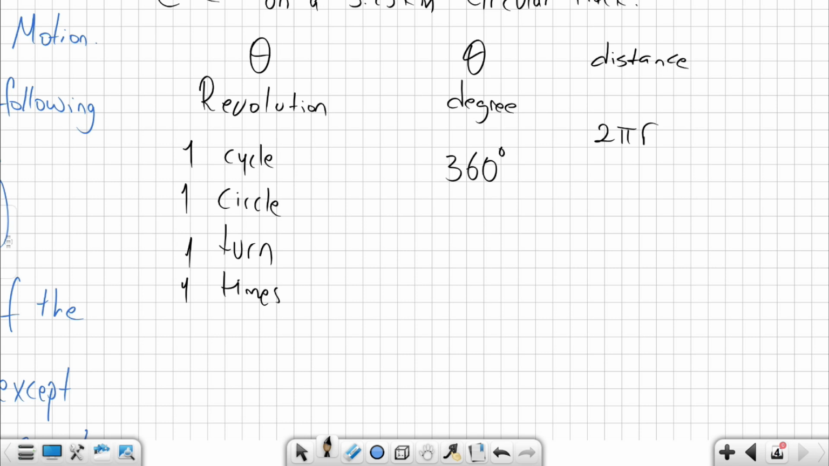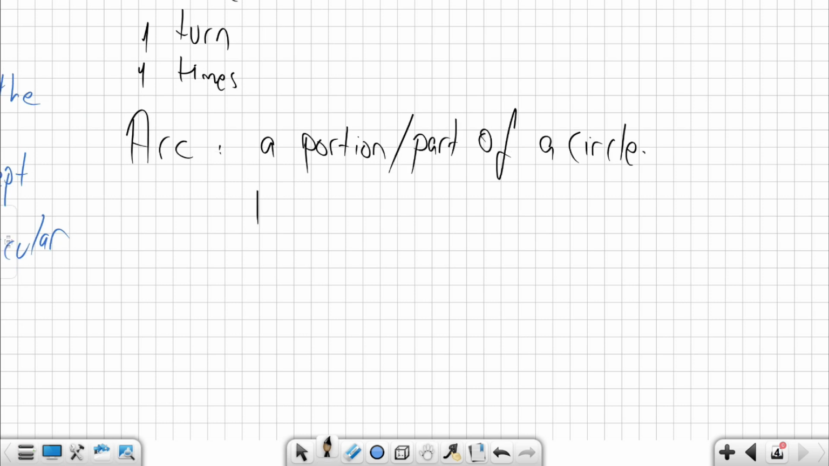A portion of a circle is called an arc. An arc is a portion or a part of a circle. Always remember that the arc is the traveled distance. The symbol for arc is S, but for arc length it will be delta S. So now we have radius, theta, and arc length.